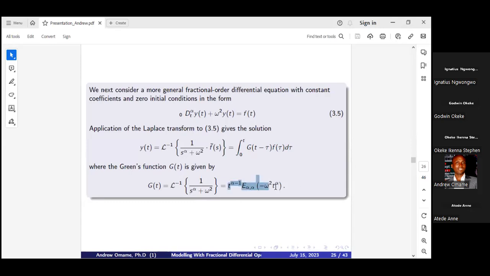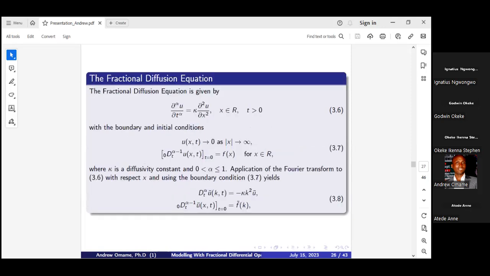By the time I take this and plug it in there, replacing t with t minus 4, I get the final solution for my y of t. Again, if you want to plot graphs for some of these, there are codes in MATLAB for even the Mittag-Leffler function. I have some codes on this. I can also give you if you need.